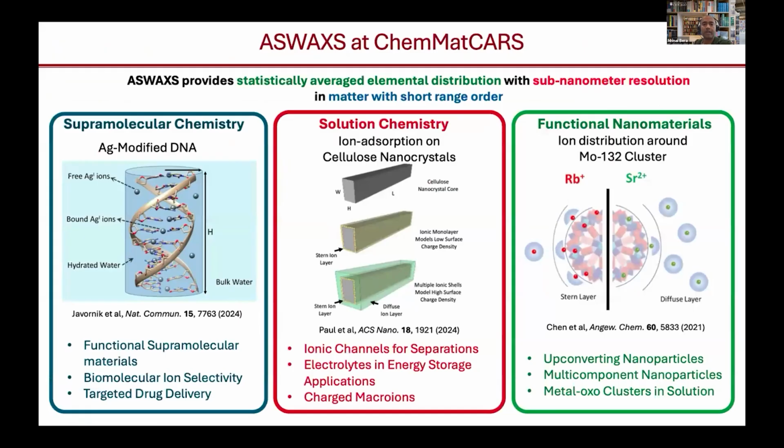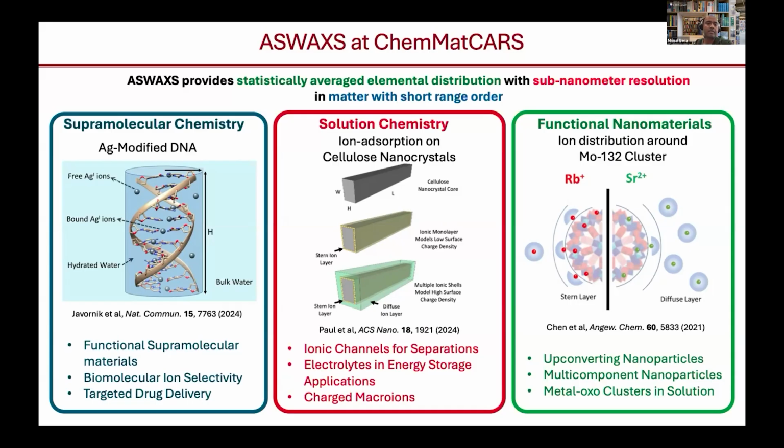So what is ASWAXS? Just to give you a brief overview. ASWAXS is a very powerful technique which can provide you statistically averaged elemental distribution within soft matter and nanomaterials which have short range order, with sub-nanometer resolution. So what can you do with this? We have been working with our users and we have broadly classified the problems into three major categories. One is supramolecular chemistry, solution chemistry, and functional nanomaterials.